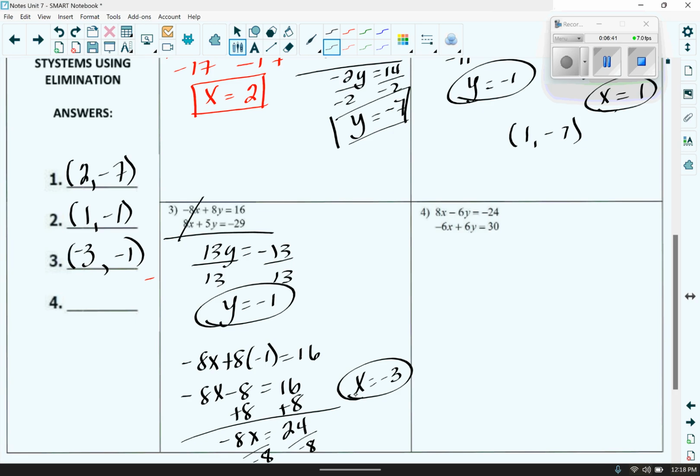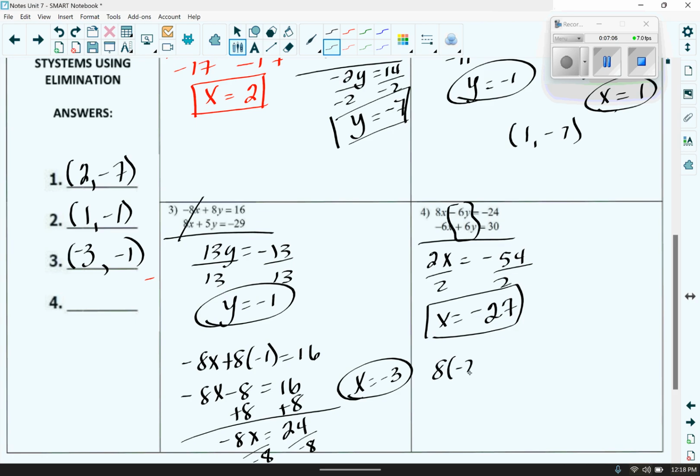All right, this next one. Now this next one, it's again my y's because these guys are the same, right? Exact opposites. So I end up with 2x is equal to negative 54, divided by 2. x is equal to negative 27. And then I'm going to plug that back in. And I'm going to say 8 times negative 27 minus 6y equals negative 24.